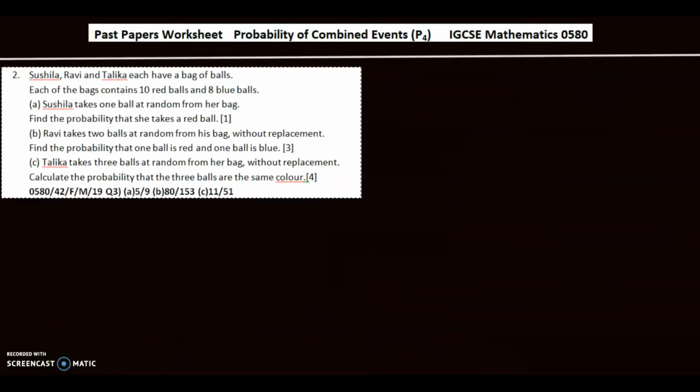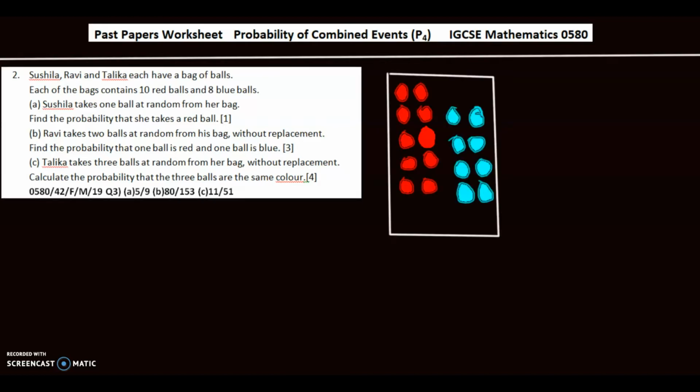Okay, next question. Sushila, Ravi and Talika each have a bag of balls. Each of the bags contains 10 red balls and 8 blue balls. Okay, part A. Sushila takes one ball at random from her bag. Find the probability that she takes a red ball. So simply find the probability of getting a red ball. We have 10 red balls and total 18 balls. So the answer will be 5 upon 9.